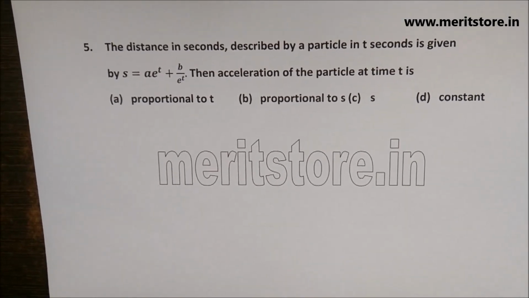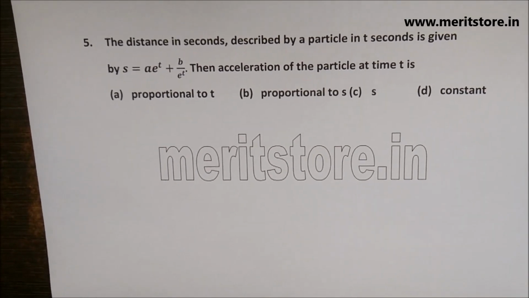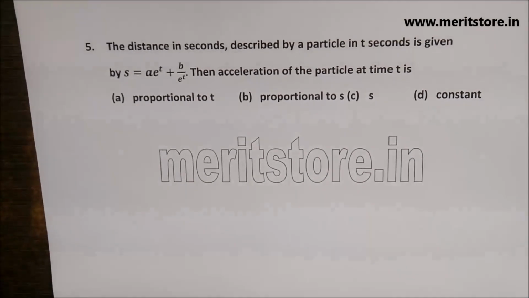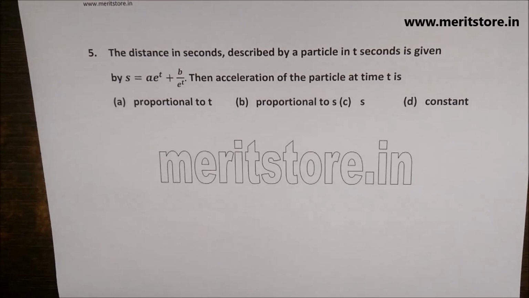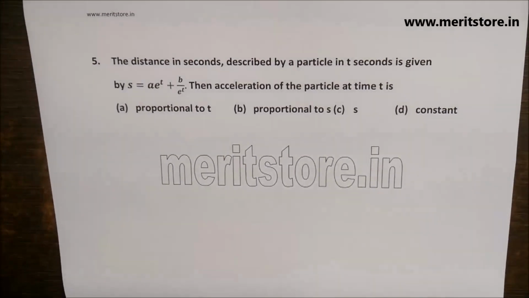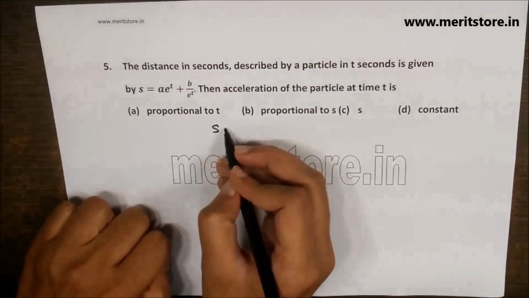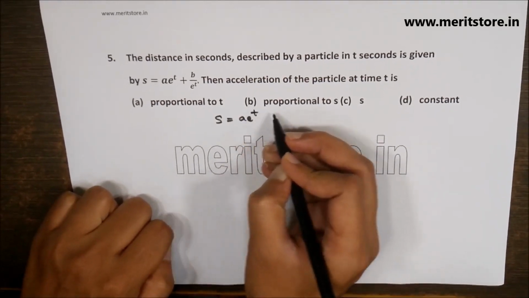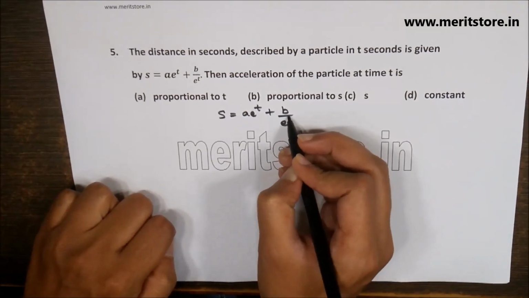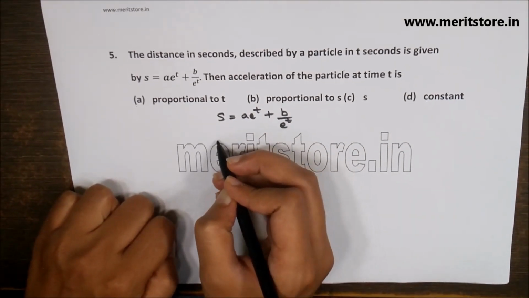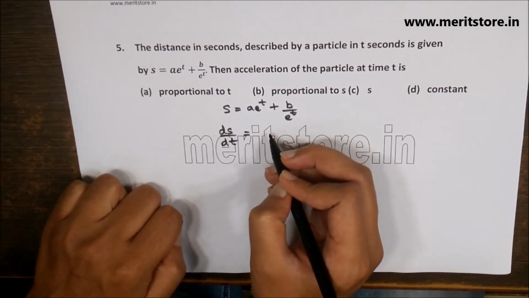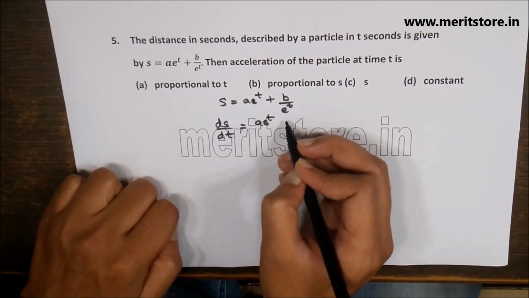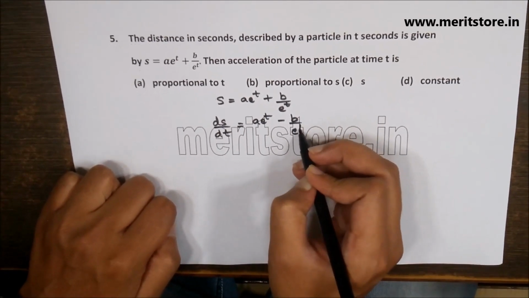The distance in seconds described by a particle in t seconds is given by s equal to a e raised to t plus b upon e raised to t. Then the acceleration of the particle at time t is, the given equation is s equal to a e raised to t plus b upon e raised to t. Differentiating this with respect to t, we get ds by dt is equal to a e raised to t minus b upon e raised to t.